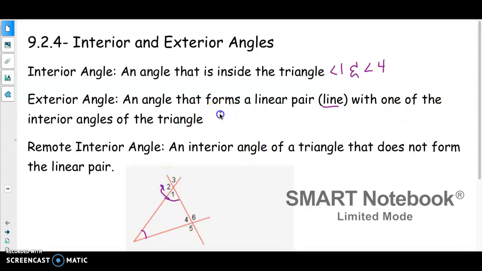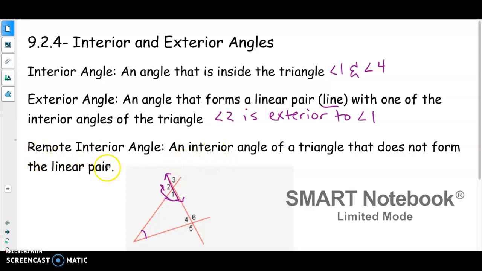So angle 2 is exterior to angle 1. Now, when I have angle 1 as the interior that I'm focused on, you can see here that angle 2 and angle 1 make a straight line. They're supplementary. It adds up to 180.